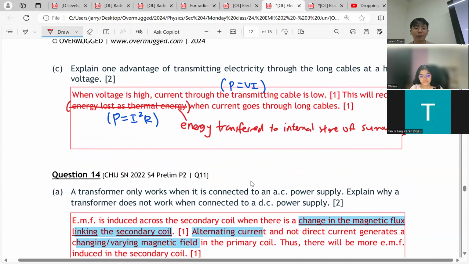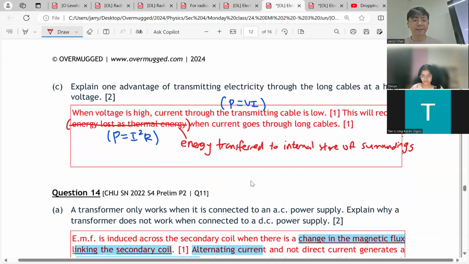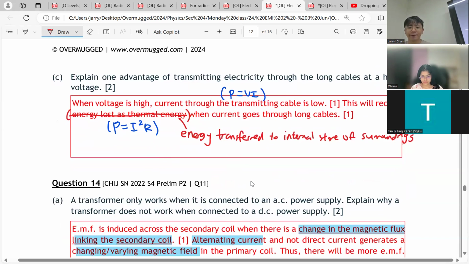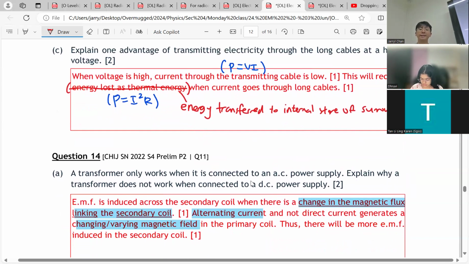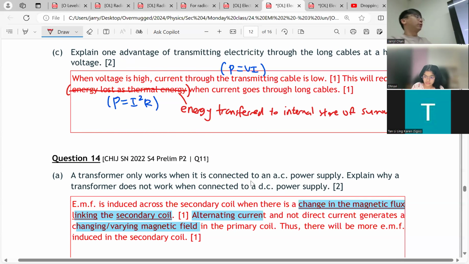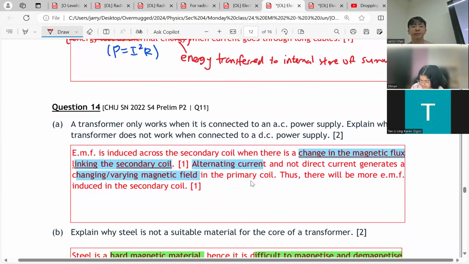What happens is, number one, with AC there will be a change in magnetic flux. Therefore, EMF can be induced at the secondary coil. The first part: EMF is induced because there's a change in magnetic flux. In a DC supply, however, there is no changing magnetic flux. Thus, using Faraday's law, there will not be an induced current.